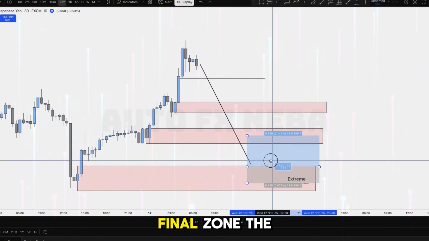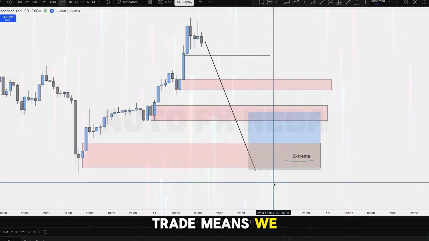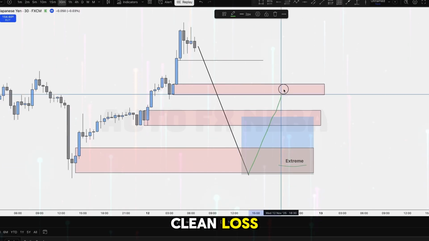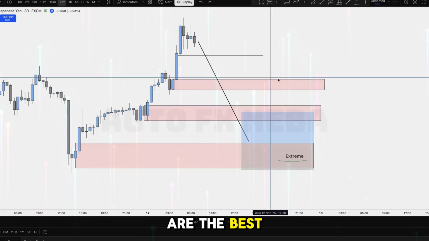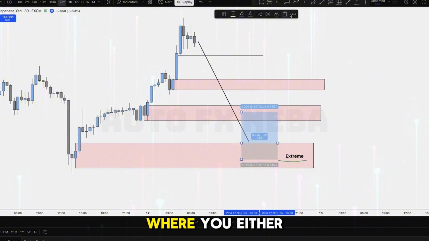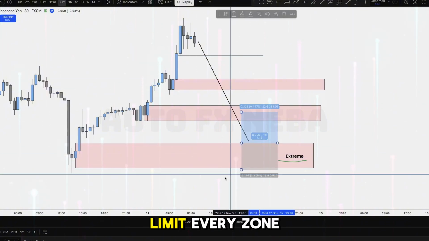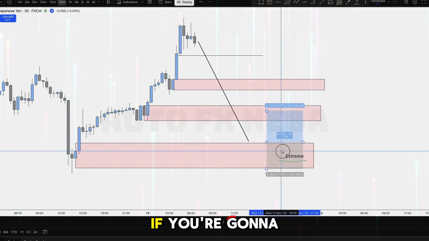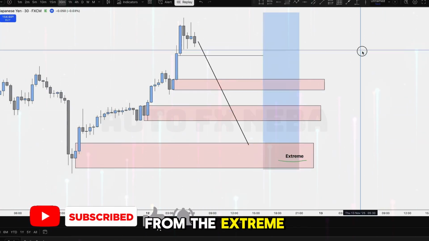So you've lost 2 trades without even being wrong. You're not actually wrong on this trade, it is still bullish, but you've lost 2 trades even though that's the case. Now, with the final zone, the reason it's okay is because losing this trade means we are wrong. It means the directional bias of the market has changed. That allows us to take one clean loss and then reverse into the new market direction. So extreme zones are the best to use there because you are taking a trade from a point where you either win or you're wrong and a new idea forms. So don't buy limit every zone because you can be right and still lose, and that's a bad position to ever be in.